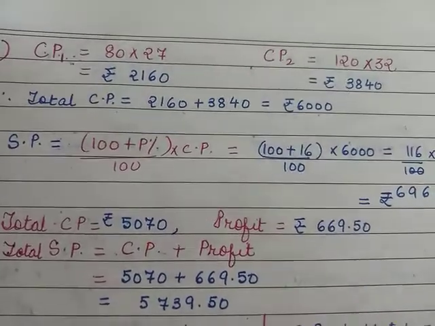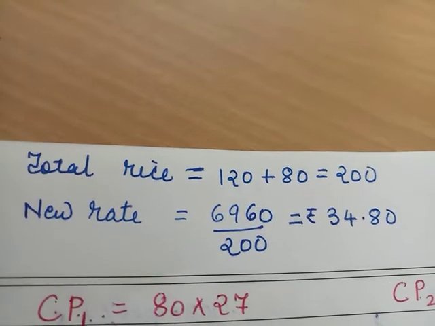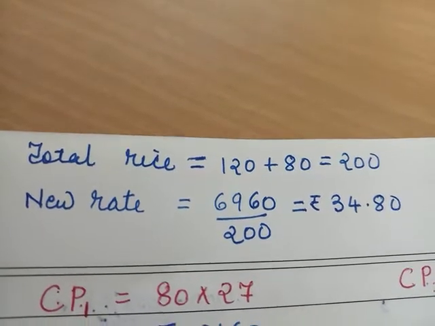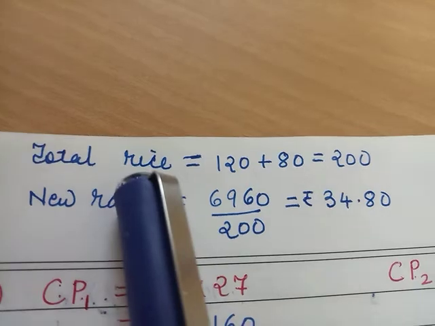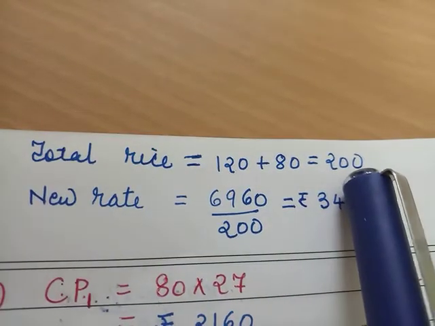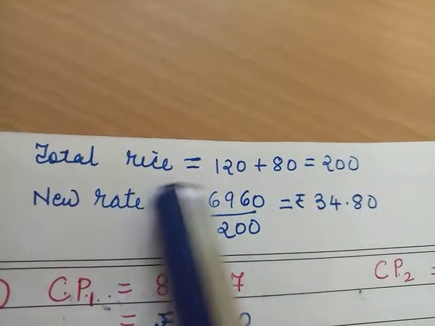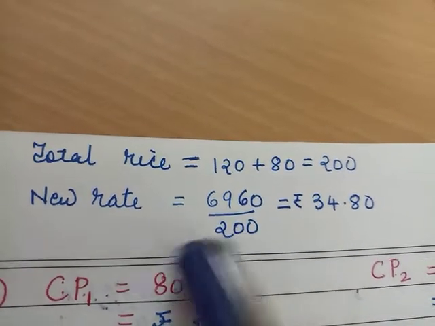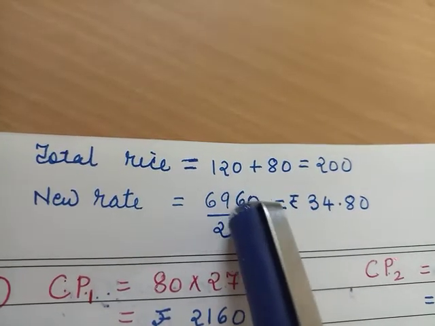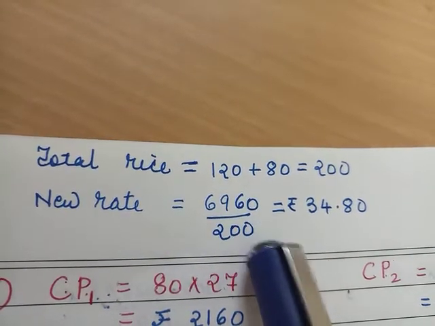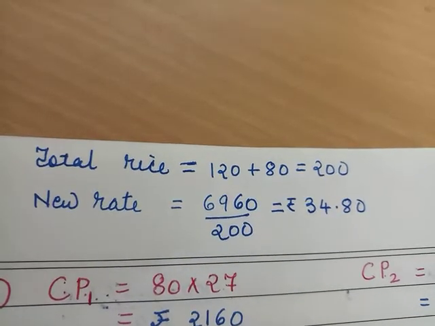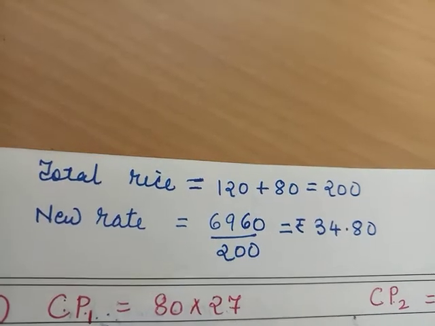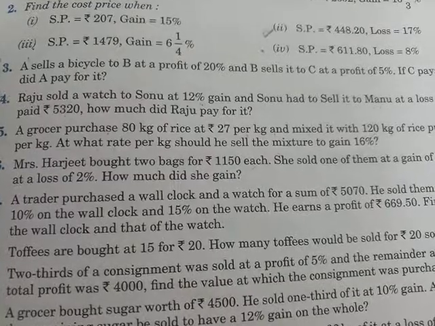As we are looking for the new rate, that is for a mixture of both the rices, we find the total rice purchased. Total he purchased 200 kg of rice. The total SP calculated is 6960. So to find the rate for 1 kg, we divide 6960 by 200, that becomes rupees 34.80.